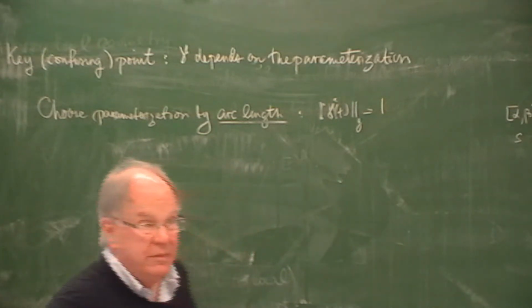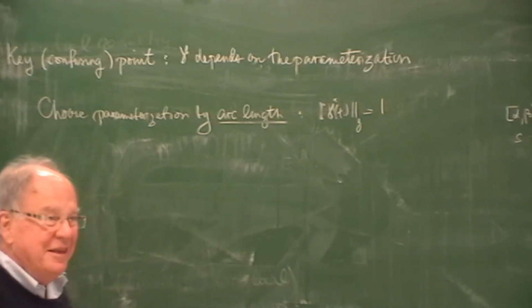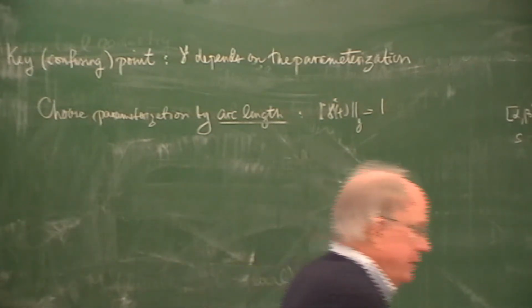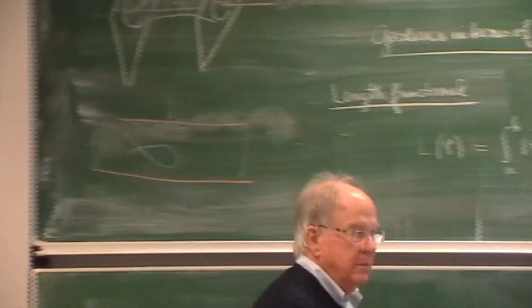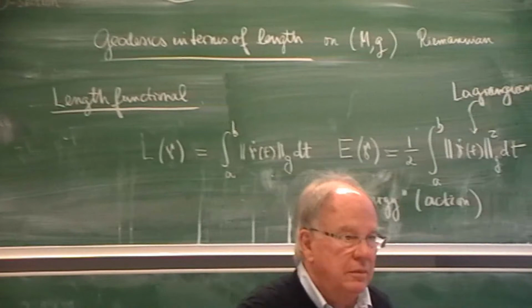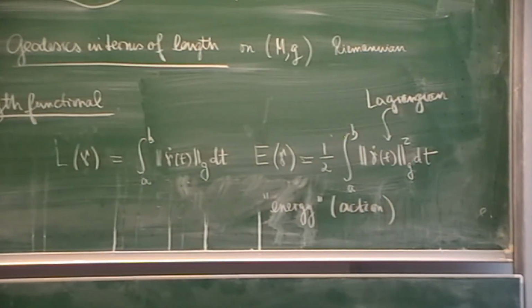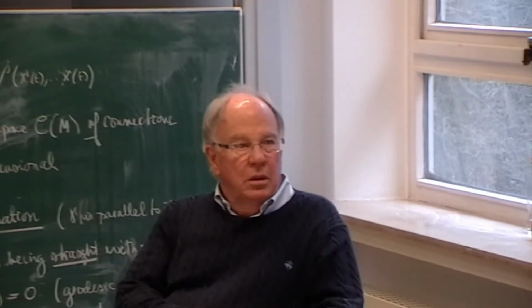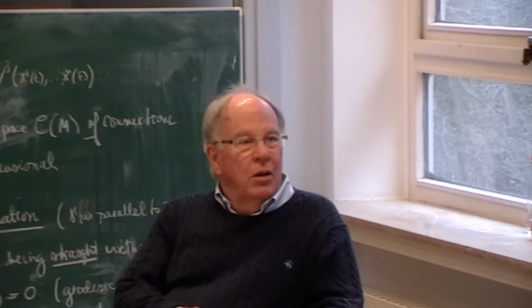Yeah. You don't like that. How would you choose such a parameterization? Like, what's different? How does the parameterization change the length of, like, the norm squared?